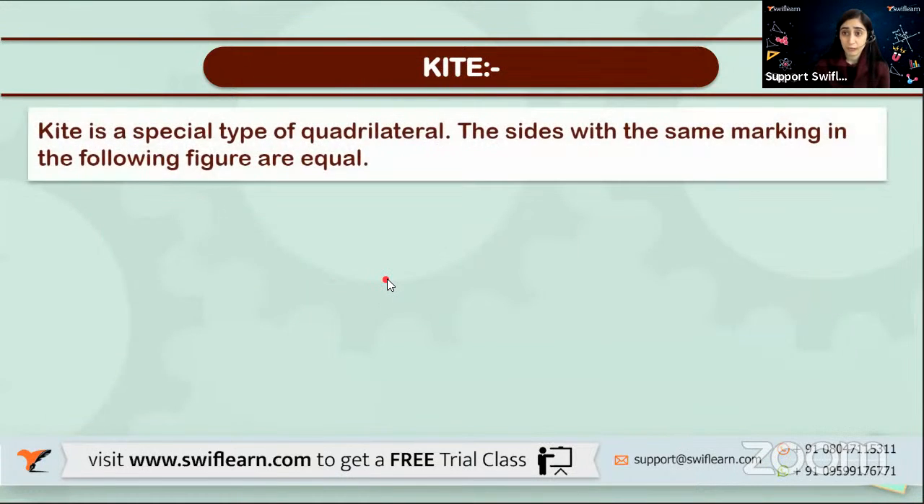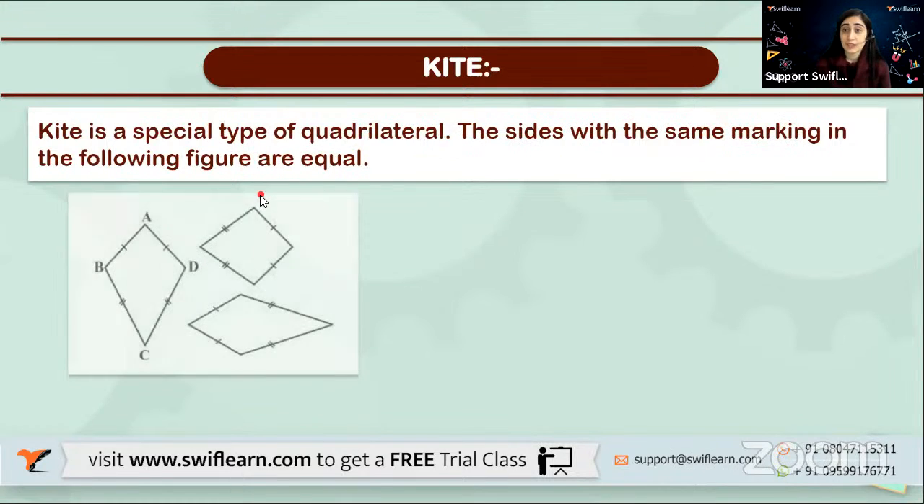Moving on to the second type, it is a kite. Just like we all fly kites, it is a frame like a diamond shape, we can say. So a kite is a special type of quadrilateral. The sides with the same marking in the following figures are equal. So what happens is two sides on the top are equal to the two sides at the bottom.